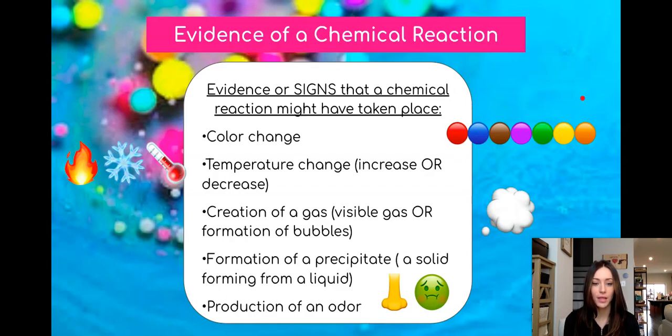Now, this can either be a visible gas rising up off of the substances that are interacting, or if it is a liquid, oftentimes we will observe this in the formation of bubbles coming out of that liquid. Next is the formation of a precipitate. We won't focus much on this one, but a precipitate is when one or more liquids are mixed together and a solid actually forms out of that liquid. Now, this is different than freezing. This means that with no change in temperature, a solid actually formed from the mixing of these two liquids.